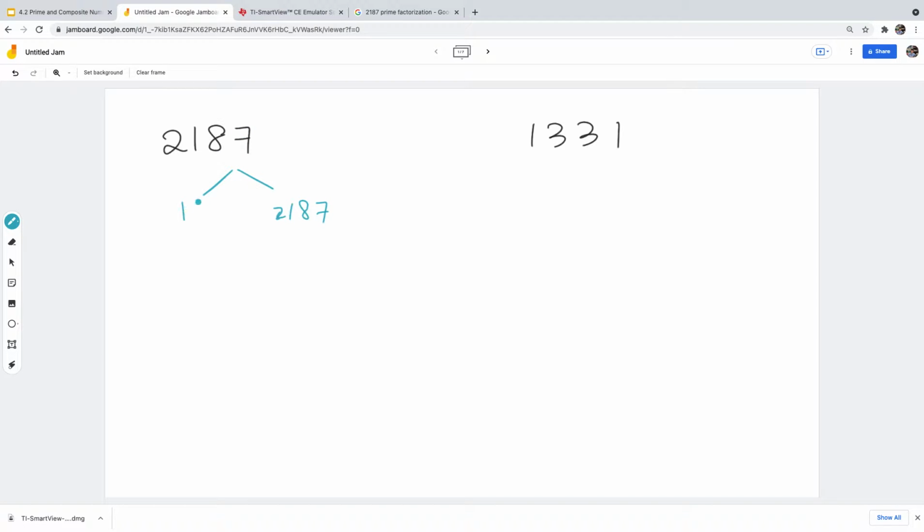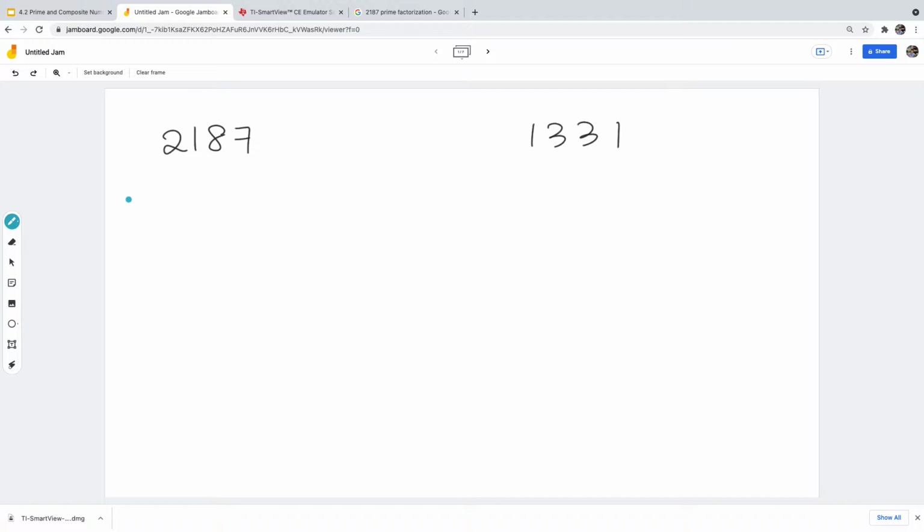But let me go back. If there is another number, something like 3 times something that is also 2187, then you already have 1, 2, 3, 4 factors, right? So we're just going to figure out whether it is divisible by a prime number. Always think about that. Always remember that. So let's see.